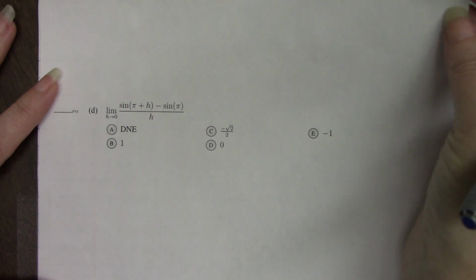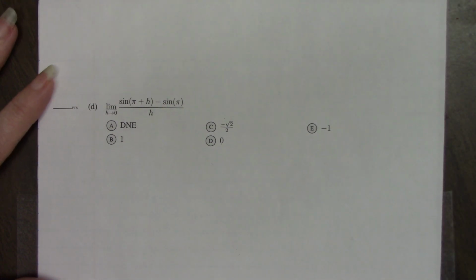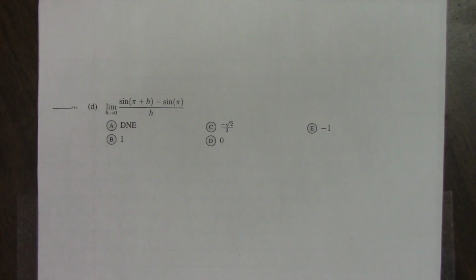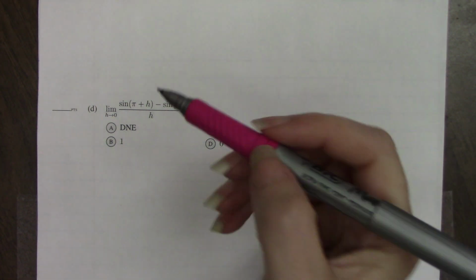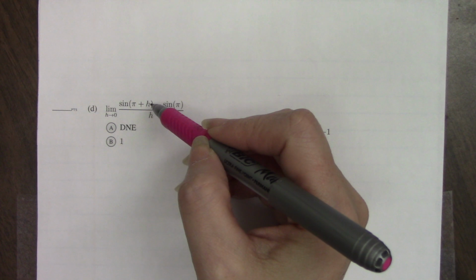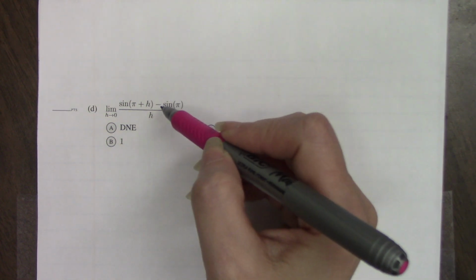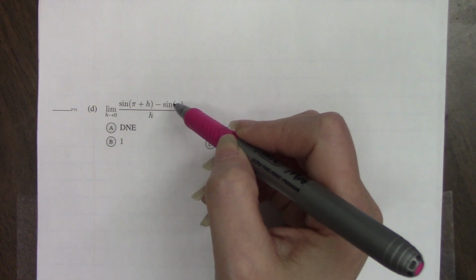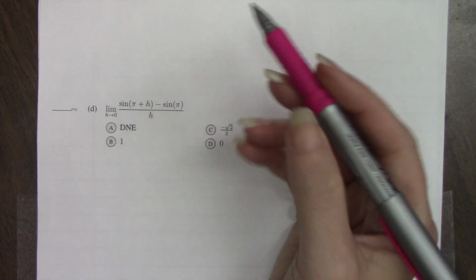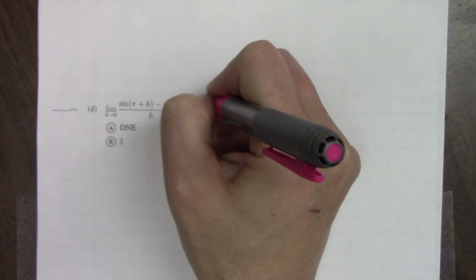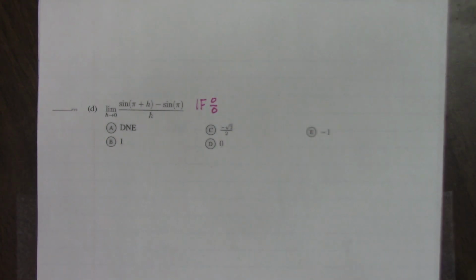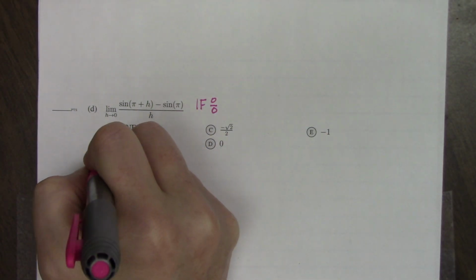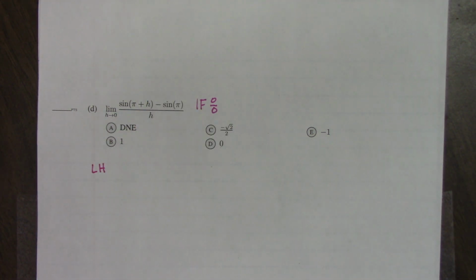For D, if you're kind of just on autopilot and you just see a limit here and you attempt direct substitution, well, if we plug in 0 for h, you're going to get sine of pi, which is 0, minus sine of pi, which is 0, and then you're going to get a 0 in the denominator. So direct substitution makes this an indeterminate form of 0 over 0. That means we can use L'Hopital if we like.